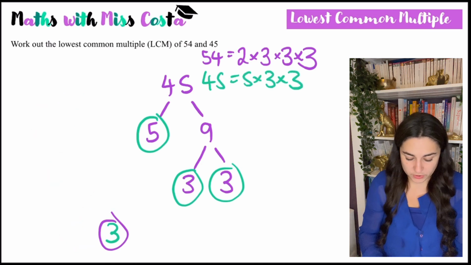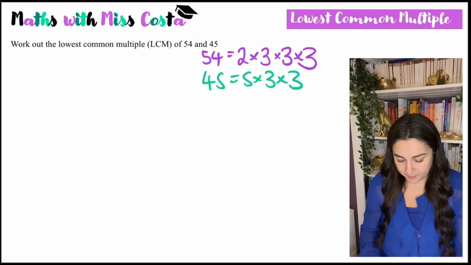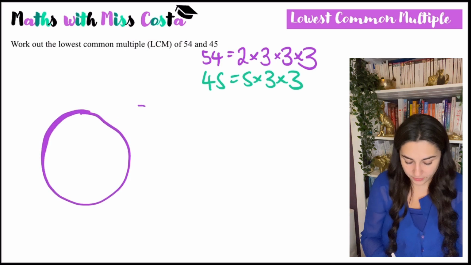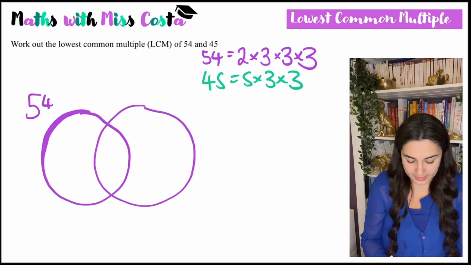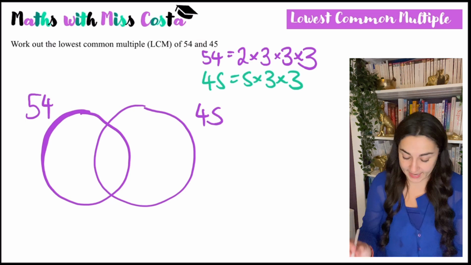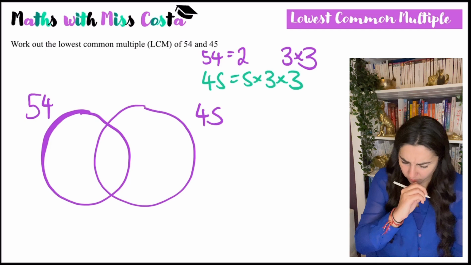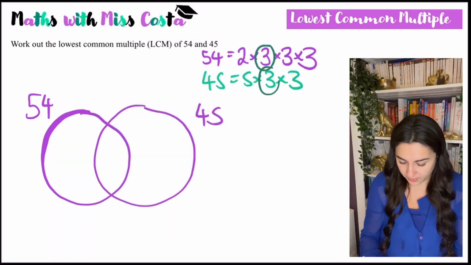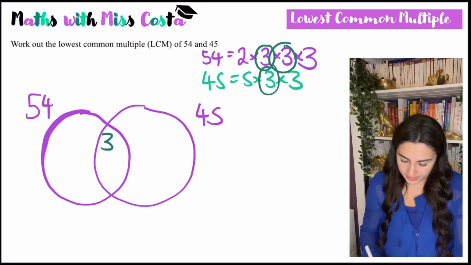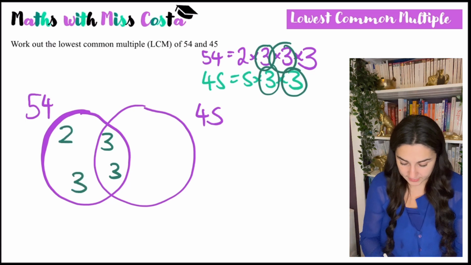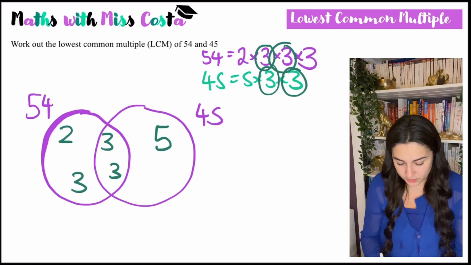Now the lowest common multiple is the first number that both of them multiply into, or essentially I can do it by once again creating a Venn diagram. Here I've got 54, here I've got 45. So what are the prime factors they have in common? They've got 3 in common, so that will go over here. They've got another 3 in common, so that will go over here. And then everything else is just unique to those. So 54 had 2 and 3 that would go over here, and 45 has 5.